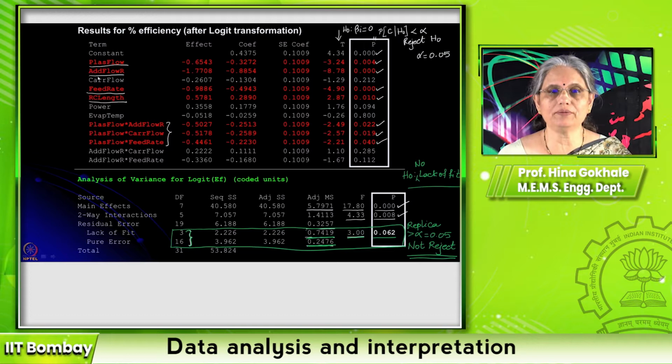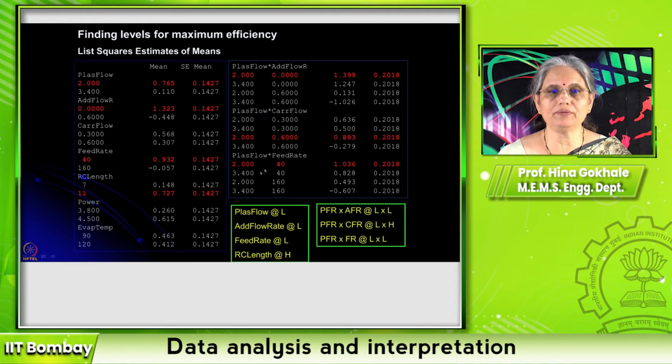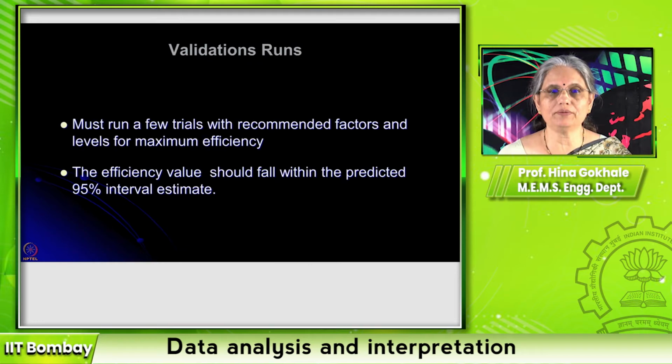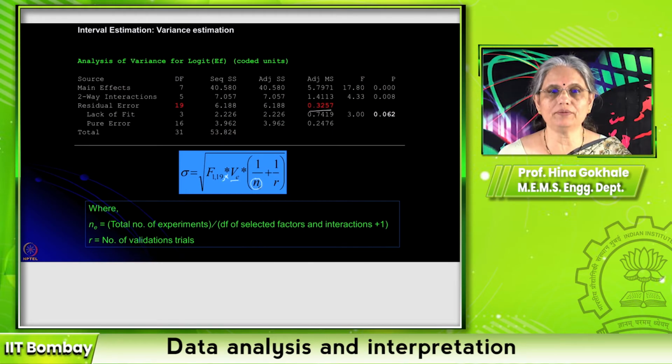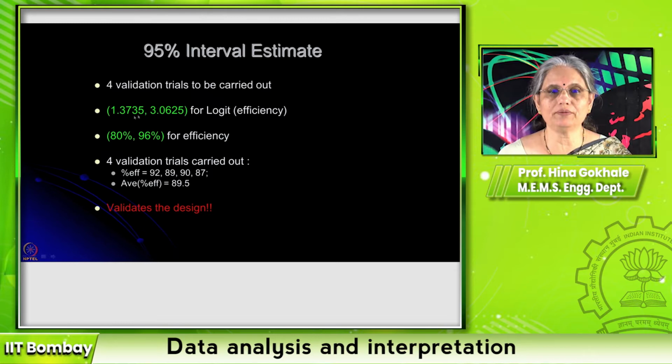in the form of plasma flow rate kept at a low level, additional gas flow rate kept at low level, feed rate kept at low level, and reaction chamber length kept at high level with carrier gas flow rate at high level would give you the highest efficiency of the system, and we validated it by finding out the 95% interval of predicted value of 4 validation trials, and the design is validated.